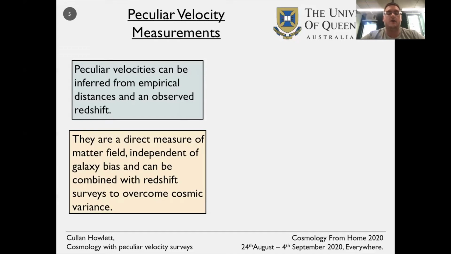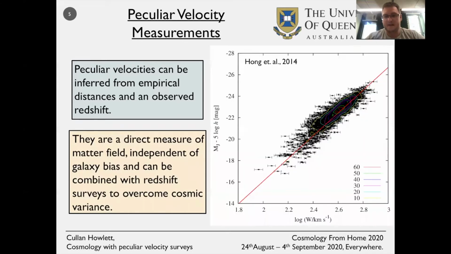And what we can also do is combine direct measurements of peculiar velocities with redshifts to perform this sort of multi-tracer technique. So we basically have two things measuring the same underlying matter field, and so that overcomes cosmic variance. An example of this sort of distance indicator is shown in the right-hand plot here, where I'm showing the Tully-Fisher relation, which is a relationship between the rotation speed on the x-axis here of a spiral galaxy and its intrinsic luminosity.